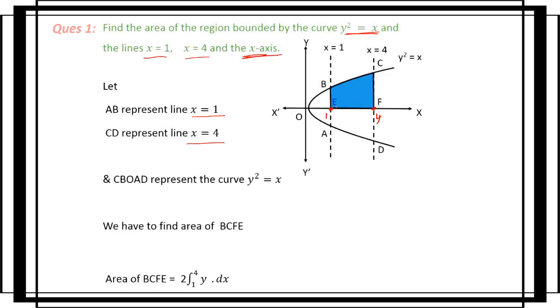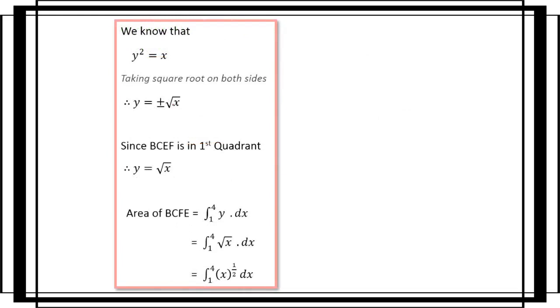So tell me the limits, students. What can be the limits here? Limits will be 1 to 4, right? Limits will be 1 to 4 and y dx. Now we'll find out the value of the y function. What is y? It is given y square equal to x. So y is plus minus root x. Since we are talking about the first quadrant, definitely we'll take the positive value, y equal to root x.